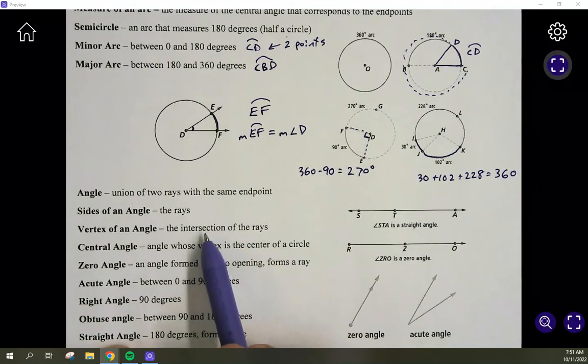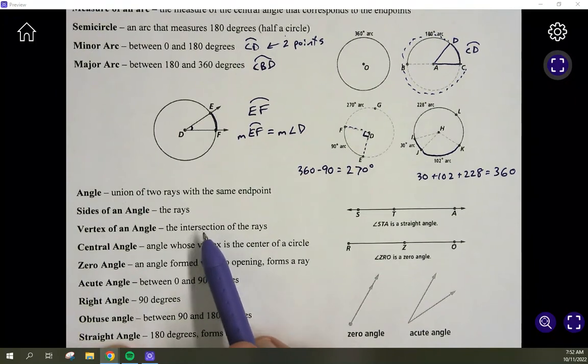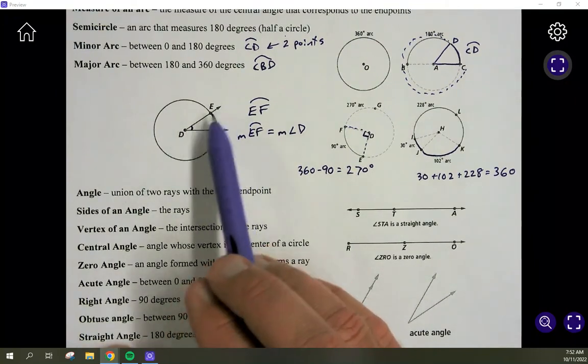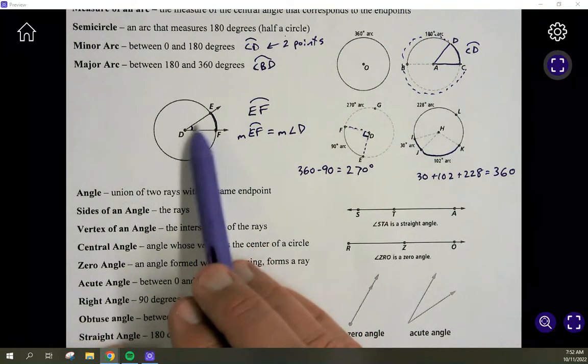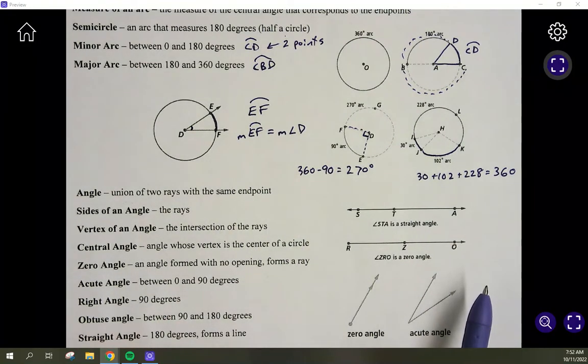We've used this word now a lot. So union and intersection coming into play in our definitions. Intersection of the rays, what do the rays share? Point D. So the vertex of this angle right here would be point D.